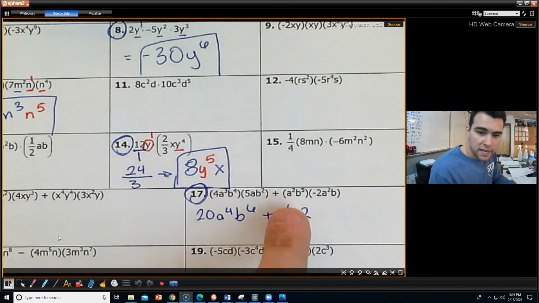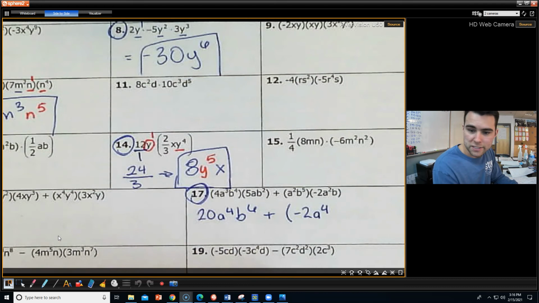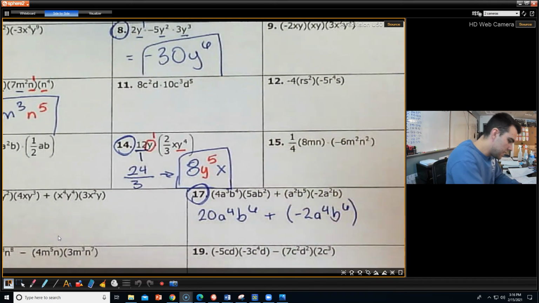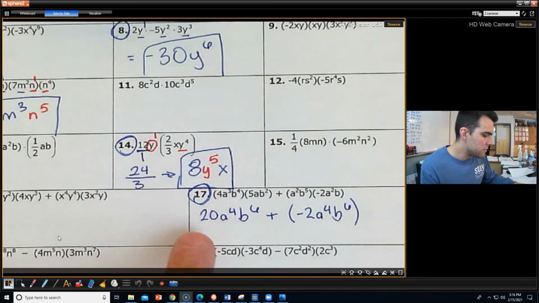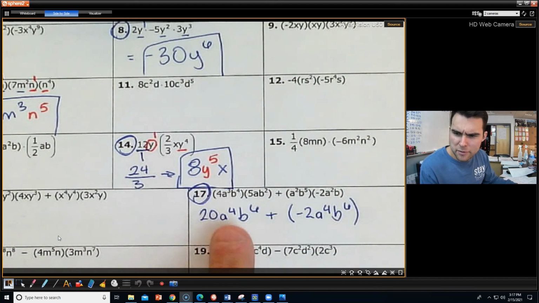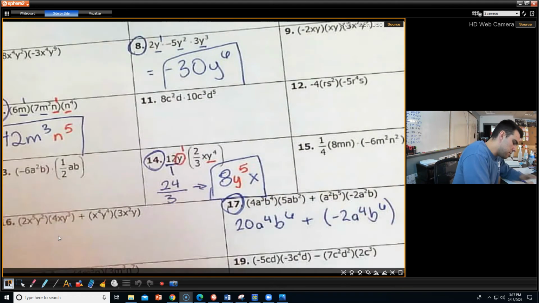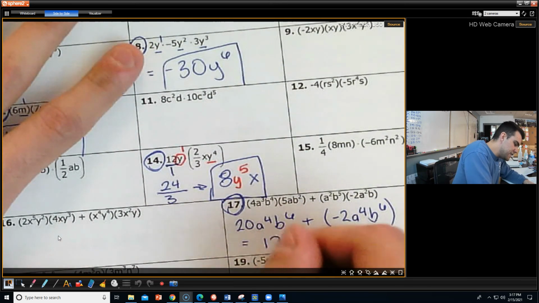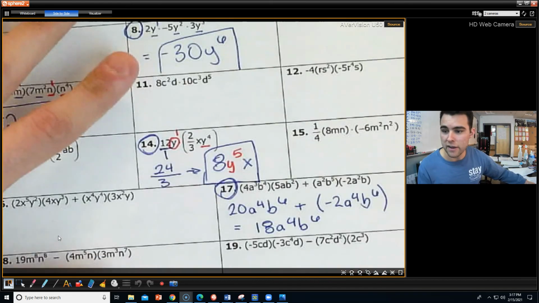Okay. A to the second, that's a to the fourth, if you add them. B to the fifth, b to the 1, that's b to the sixth. And if you notice now, kind of like when we were talking about adding and subtracting monomials, we have a monomial here, a monomial here. They also have the same variables and exponents, right? A to the fourth, b to the sixth. So I can combine these. Well, this is basically 20 plus negative 2, which is the same thing as 20 minus 2. So that is 18. And then I'm just going to copy down my variables and exponents.